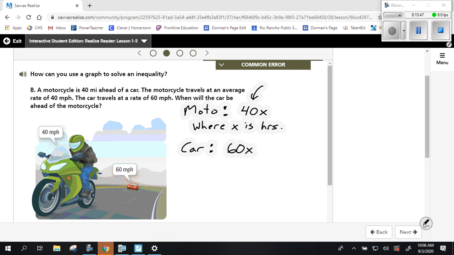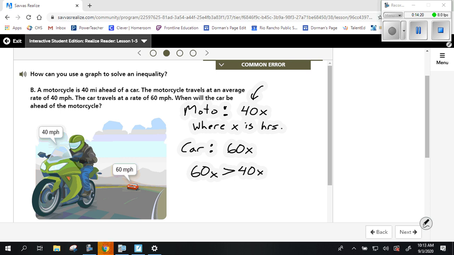So let's set up our inequality then, right? We're wondering when, if we plug in some x, it gives us a distance. When is this distance going to be greater than this distance? But there is a twist, right? Because this is what the inequality would look like if they started from the same place. But the motorcycle is 40 miles ahead, right?